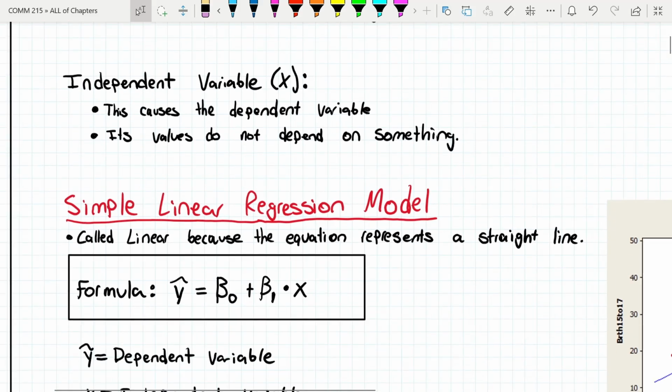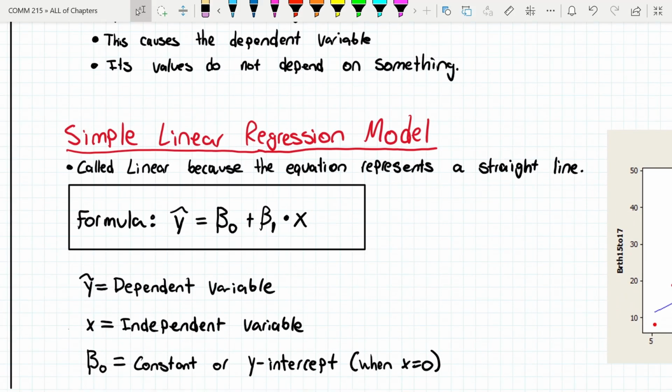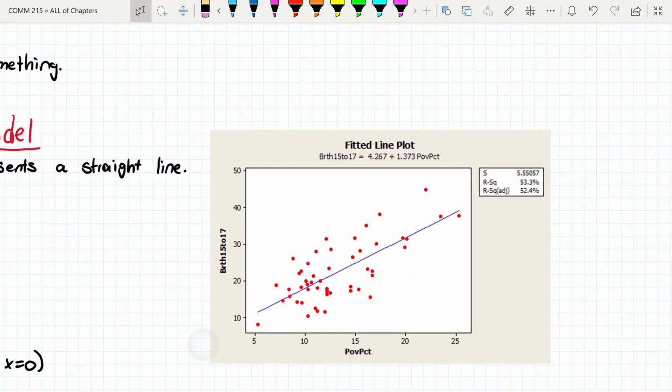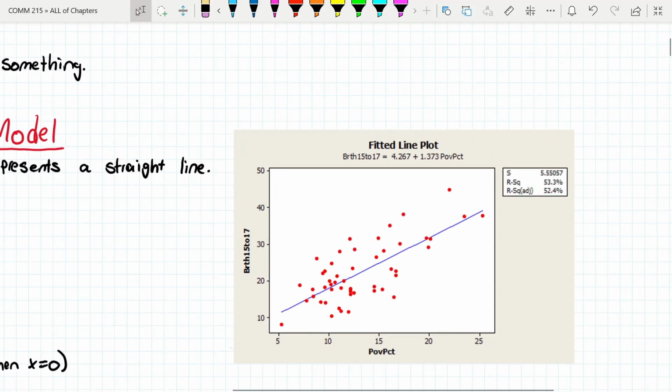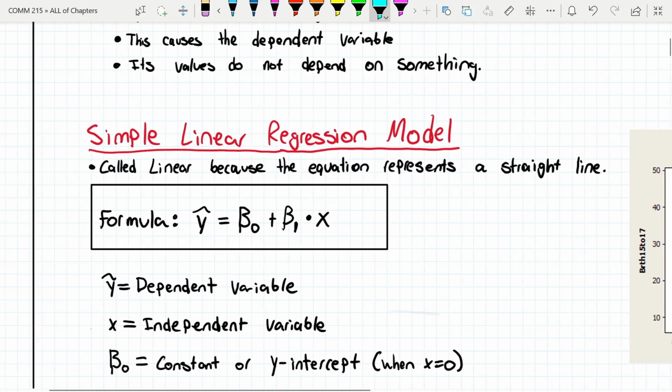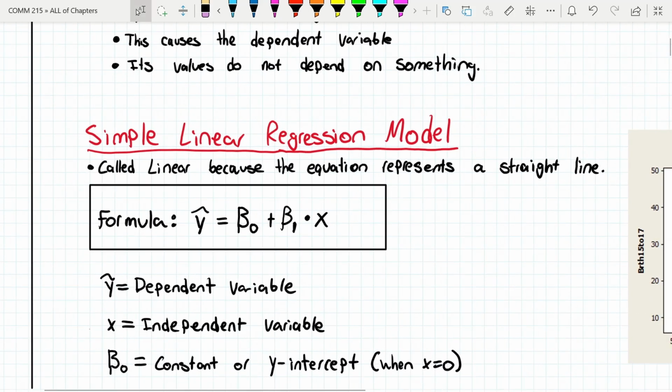So the simple linear regression model is called linear because the equation represents a straight line. So this would be an example of a simple linear regression model over here. And you can see on the right s, r squared and r squared adjusted. That's something that I'll explain later in the video.